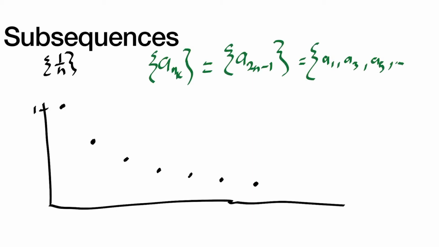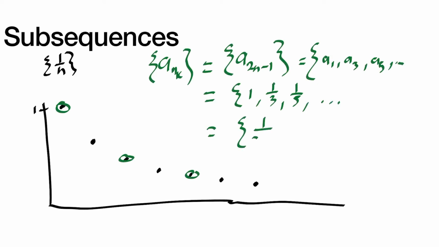Okay, so we've got A1, A3, A5, etc. And if I look at that, that would be the first term here, the third term here, the fifth term here. What else would that mean? If I wanted to write the sequence out, my sequence would be 1, and then 1/3, and then 1/5, etc. Or we could even write this as the sequence 1 over 2n minus 1, right?